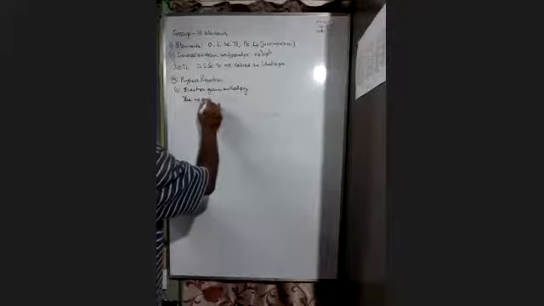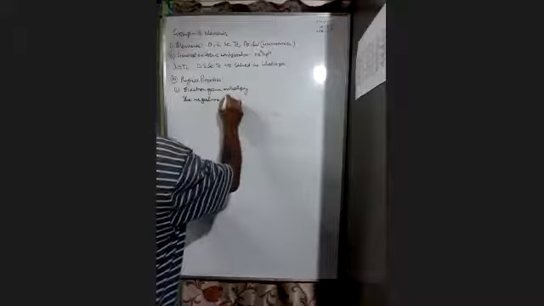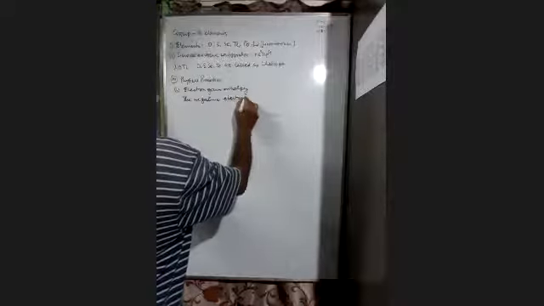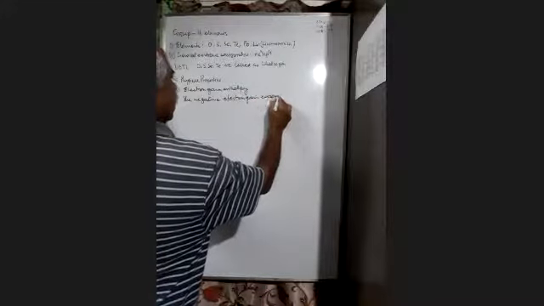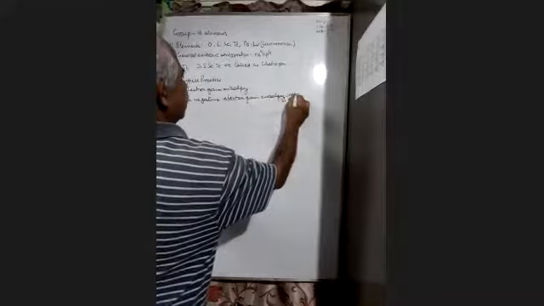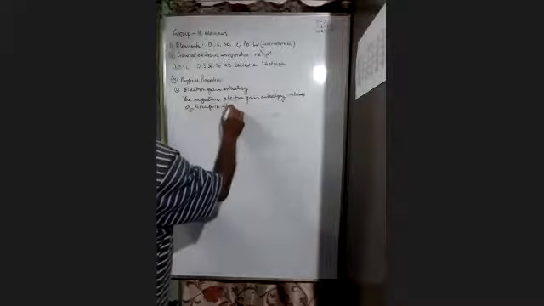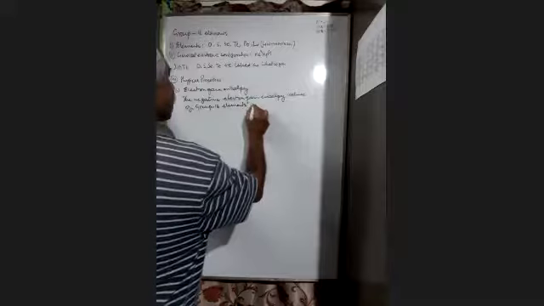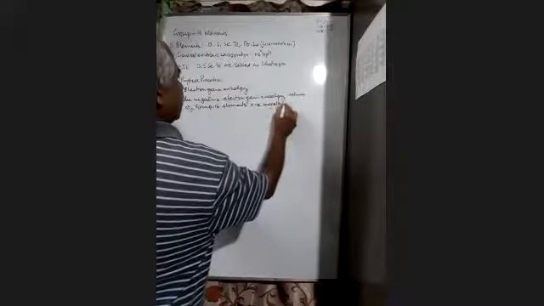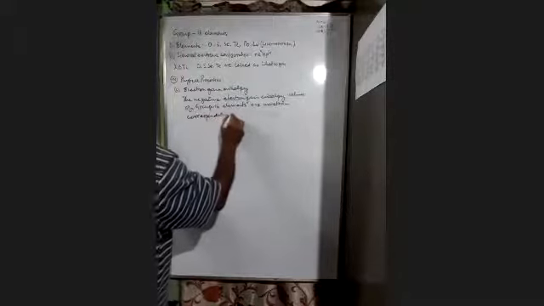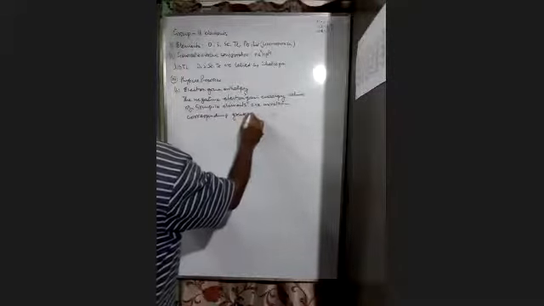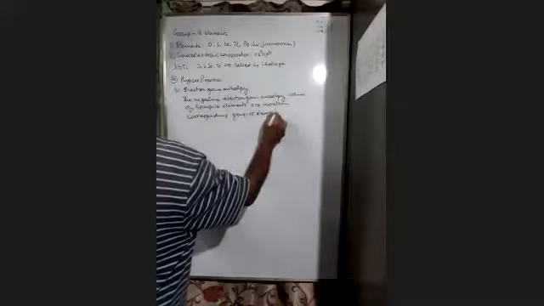Let me write. The negative electron gain enthalpy values of group 16 elements are more than corresponding group 15 elements. Then what will happen if we go down the group? It will decrease.